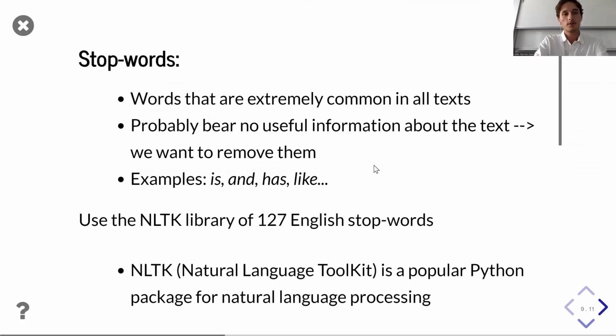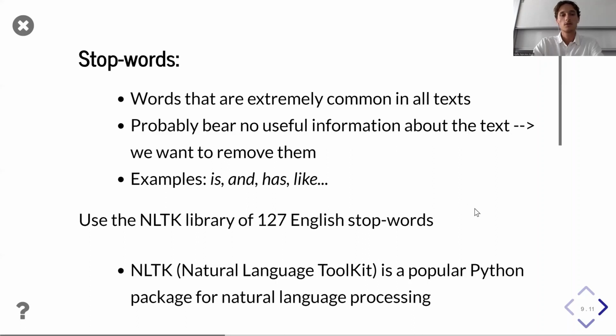So stop words are words that are extremely common in all the text data that you have. Because they are so common, they probably bear no useful information about the text. So to keep it simple, we want to remove them. Examples of stop words are is, and, has, like, stuff like that.